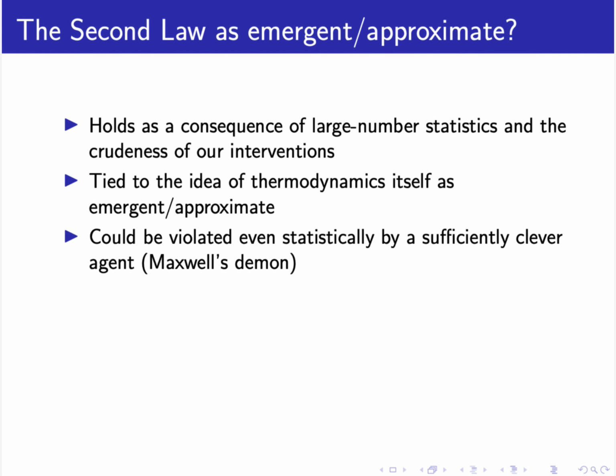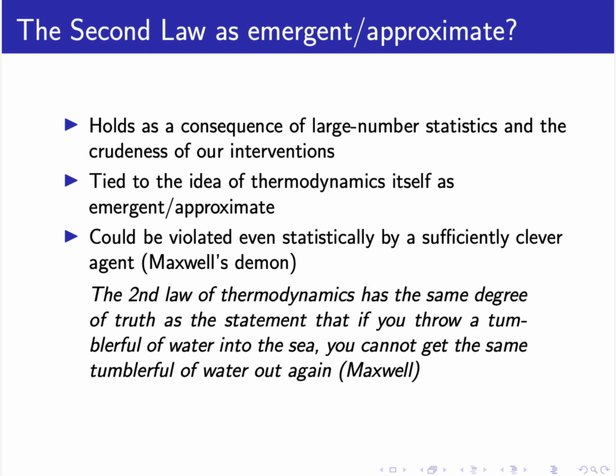And for a sufficiently clever agent, a light-fingered demon, to use the classic example, who can manipulate systems on the microscopic scale and keep track of every last molecule, then even the statistical form of the second law might be violated. So here's a quote from Maxwell illustrating this idea of the second law. The second law of thermodynamics, says Maxwell, has the same degree of truth as the statement that if you throw a tumbler full of water into the sea, you cannot get that same tumbler full of water out again. You cannot, in the sense that the odds are massively against you, but it might happen just by fluke. And if you're super careful about keeping track of every water molecule, maybe you can finagle it into happening reliably. That's take one on the second law.